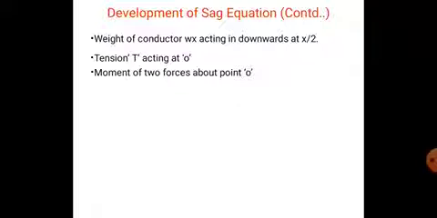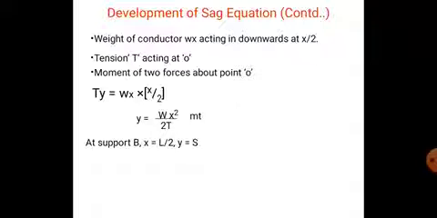Taking the moment of the two forces about point O, the vertical component is T into Y, equal to the horizontal component Wx into x by 2. So T into Y is equal to Wx into x by 2, that is Y is equal to W x square by 2T meters. Suppose at point B the length of the conductor x is equal to L by 2 and y is equal to sag.